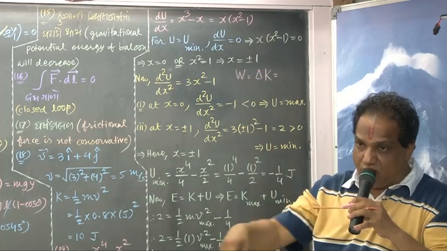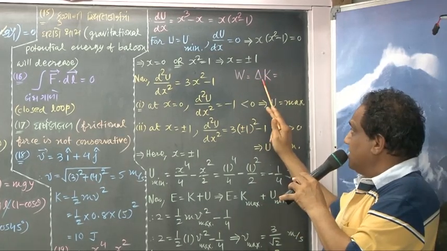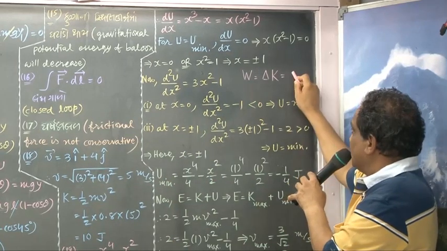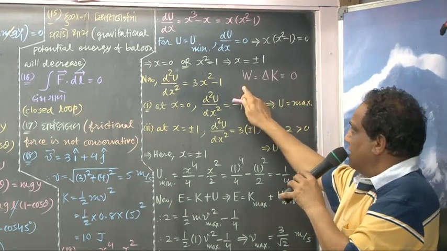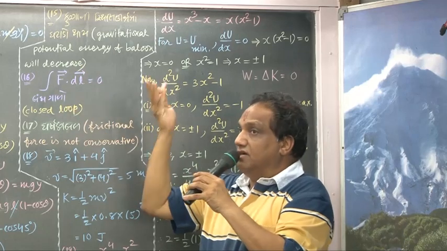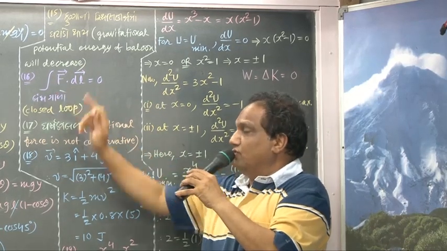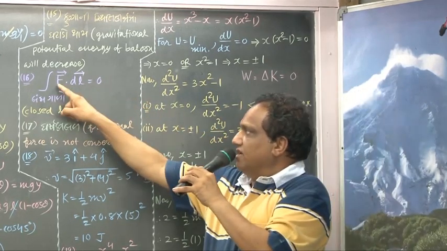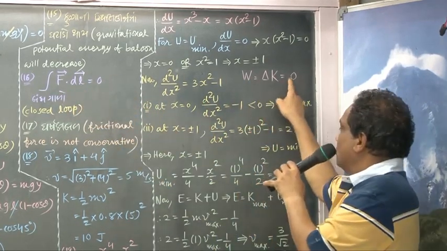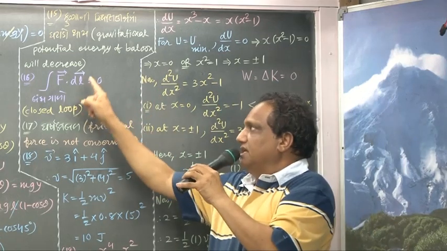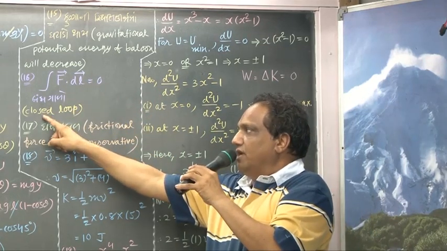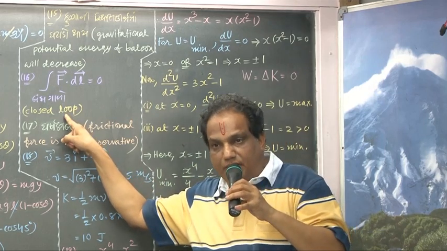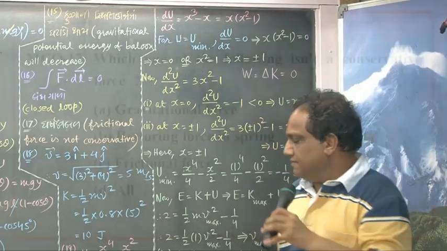So at the end of one round trip, what is the change in kinetic energy? 0. Change in kinetic energy is 0, so W is also 0. And W is nothing but the line integration of force. So in place of W you may write integration of vector F dot vector dl, and that equals 0. But that integration should be carried out over a closed loop, over a closed path. Okay? Next.